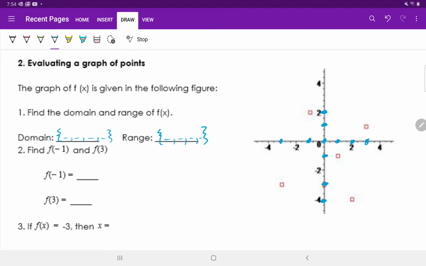The next part is just asking us to find values. They give us an x and they want us to find a y. They give us an x, they want us to find a y. And then they give us a y and they want us to find an x. So that shouldn't be too bad.